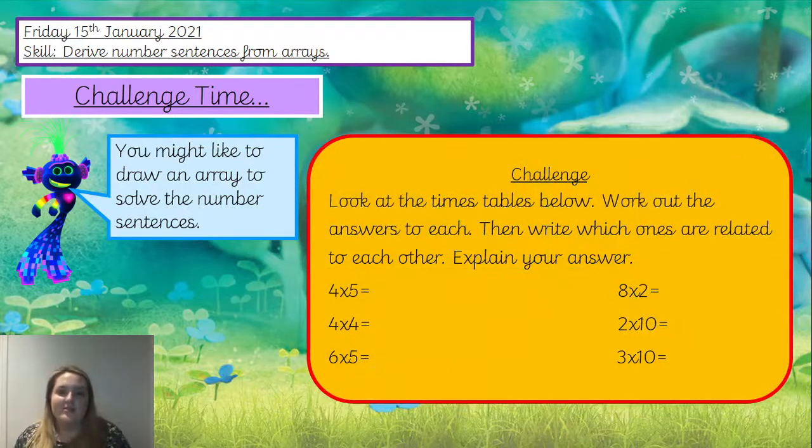So, challenge time now. I would like you to look at the times tables below. I'd like you to work out the answers to each multiplication number sentence. Then write which ones are related to each other. And I want you to be able to explain your answer. So why are they linked to each other? Why are they related to each other?